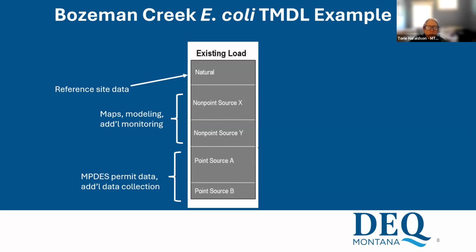And then permitted point sources are identified through the state permit system, and associated data can be considered. In the Bozeman Creek example, the only relevant discharge permit to that watershed is the stormwater general permit, and associated data was limited. So flowing outfalls were sampled in follow-up monitoring in 2009.